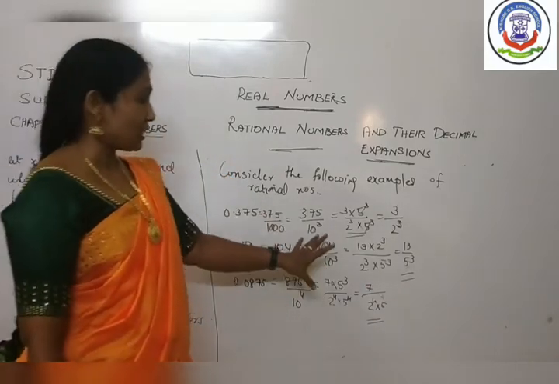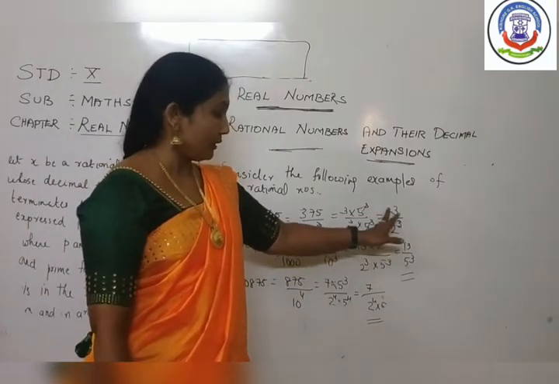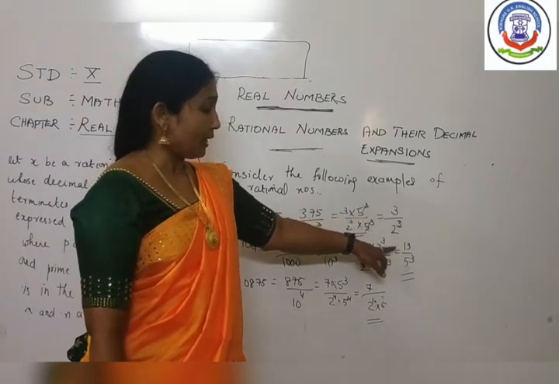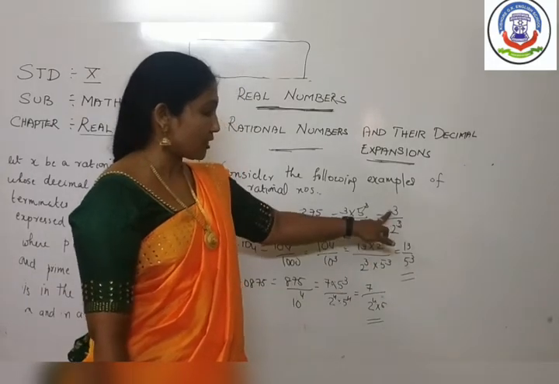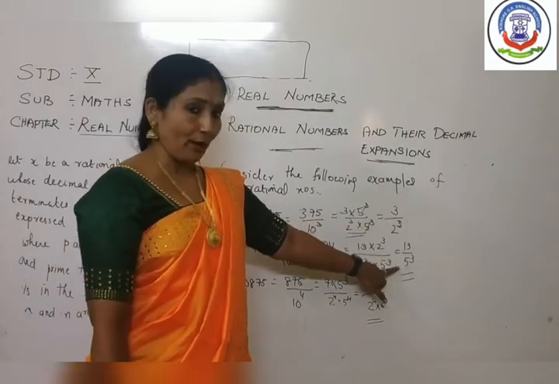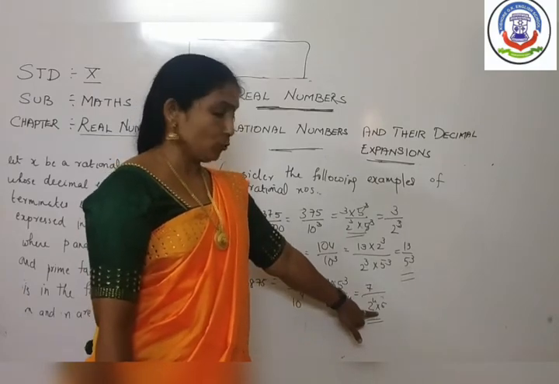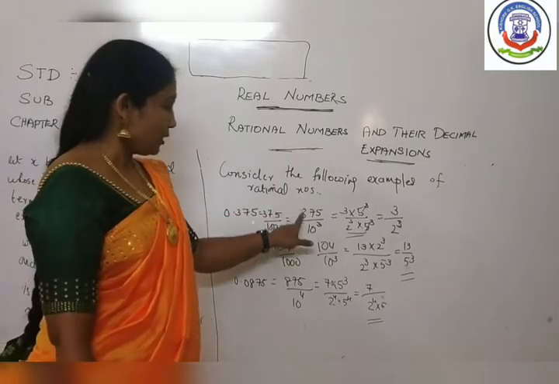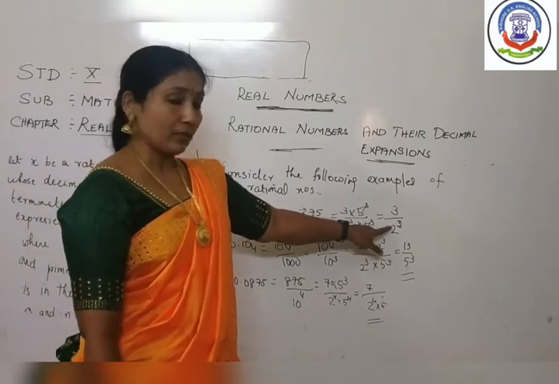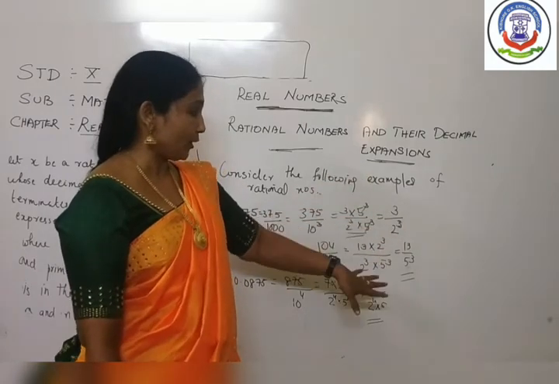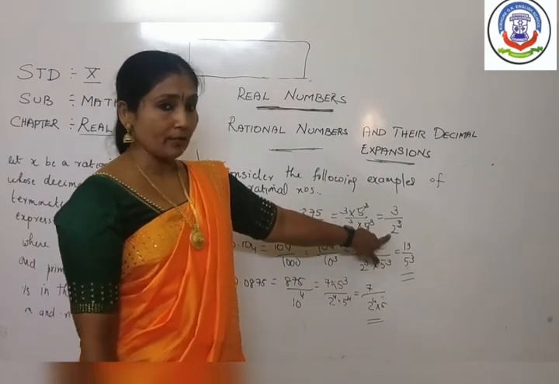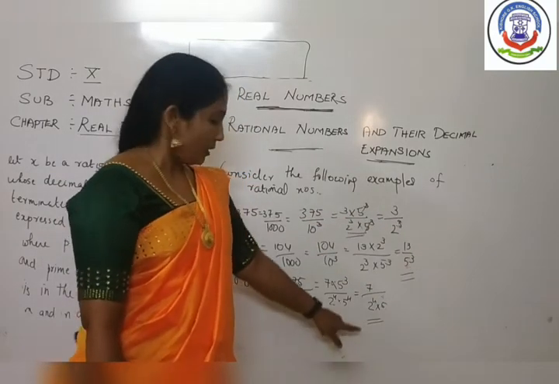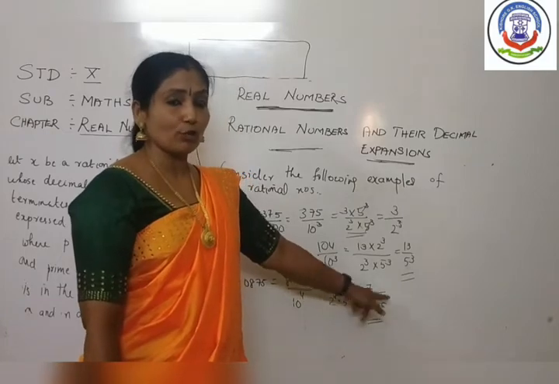So can you see any similarities in this type of decimal? When you have factorized them, can you see any kind of similarity in these rational numbers? That means 3 upon 2 cube, 13 upon 5 cube, and 7 upon 2 raised to 4 into 5. For the decimal expansions of these rational numbers, we have come to the clue that the denominator is in the form of 2 raised to some power and 5 raised to some power.